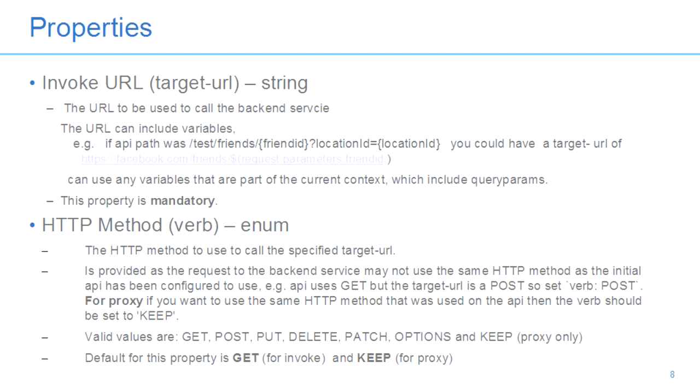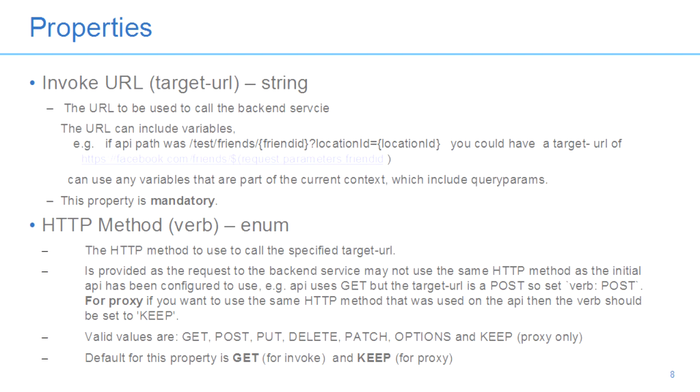Now, William showed you and mentioned the different context variables we have and the way you can use those. Within your target URL, you can also use those. So for the example there, the API path that's defined is like /test/friend/{friendID}?locationID. Then you can use some of those parameters in your actual target URL to extract some of those from the request coming in into the URL that you're going to actually send to the backend.